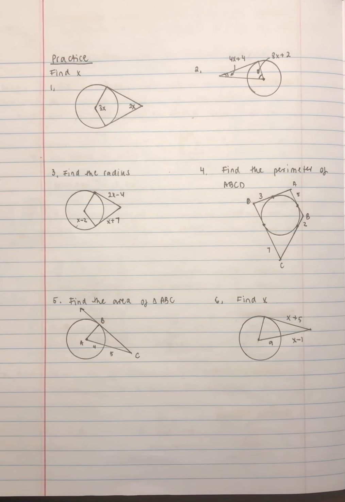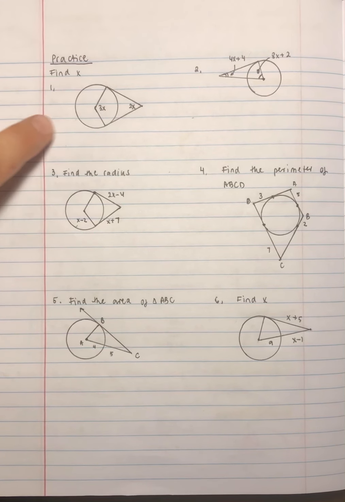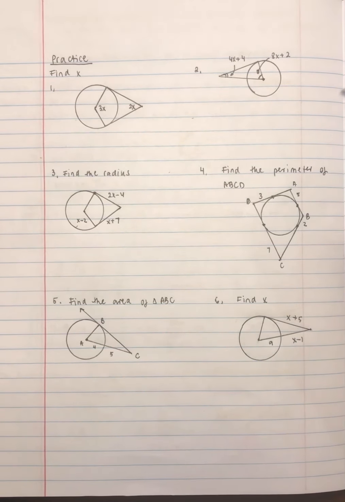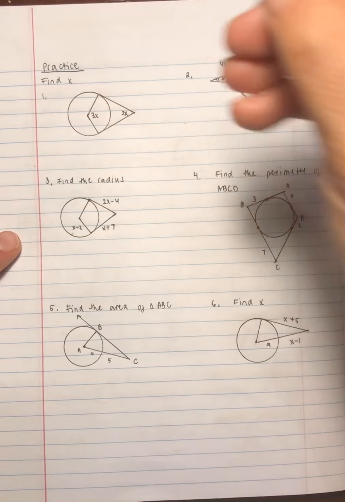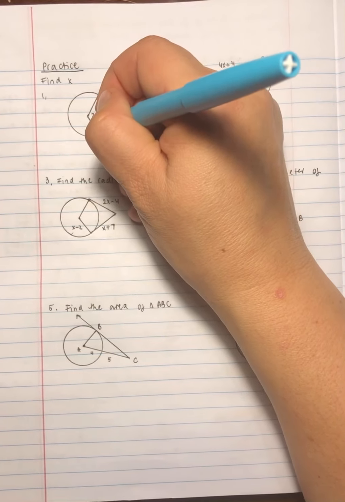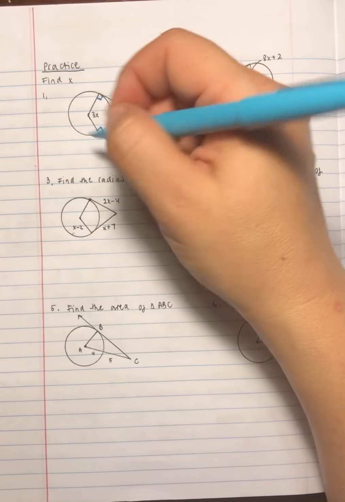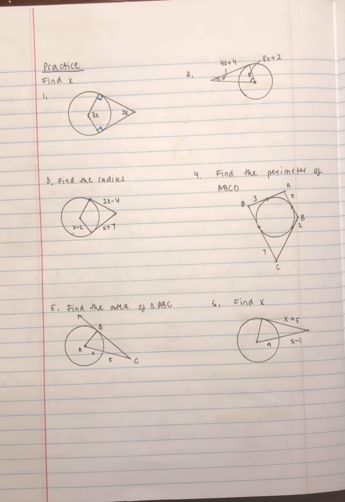So here are practice problems. Again, every single line on this page is tangent to the circle if it appears to be tangent. Looking at question 1, immediately we know that since these are tangent, they both have to be perpendicular to the radius. Again, the sum of angles in a quadrilateral is 360.